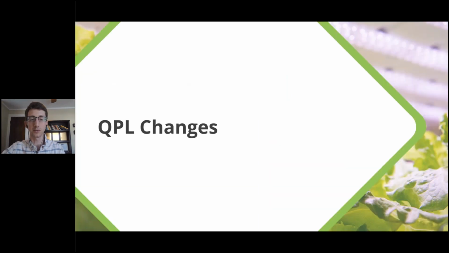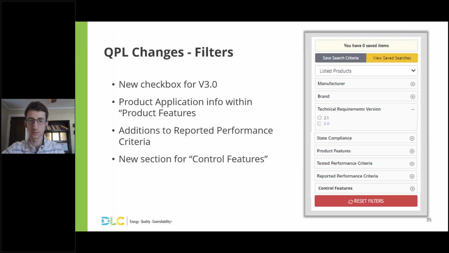I'll now go into some of the changes that will occur on the QPL. So on the QPL, there's going to be a new checkbox under technical requirements version for 3.0. And there's also going to be the product application info. That's the controlled environment and lighting scheme. Those will be within product features, which I'll go into on the next slide. There's also additions to the reported performance accordions here for the different filters. And then there's a new section for control features.